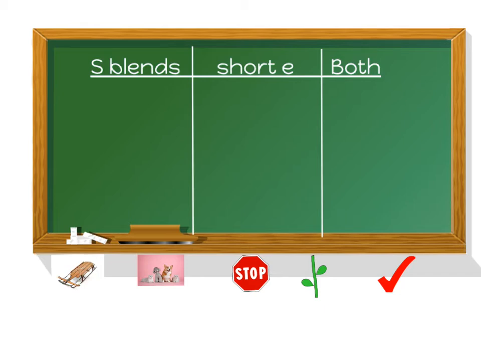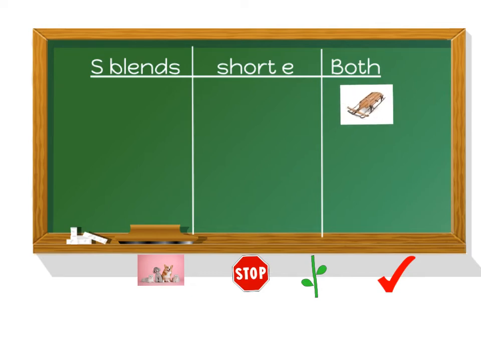Let's see. It starts with s. Ooh, I hear an S blend. Does it have a short E? Sled. It sure does. Let's go ahead and move that into my both column. Sled has an S blend and a short E.